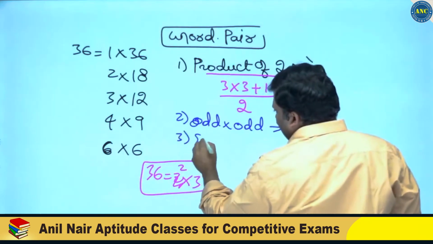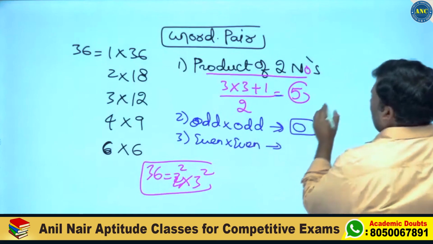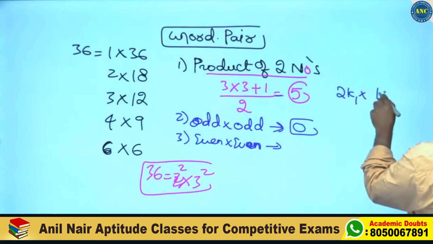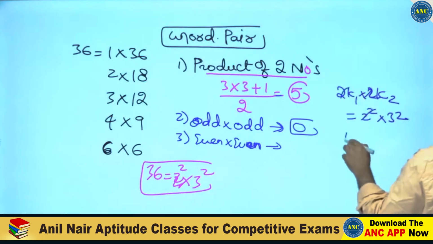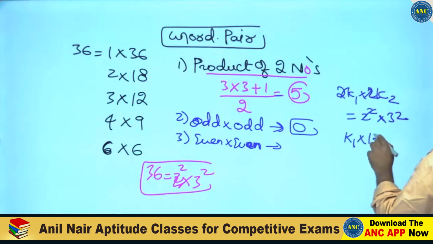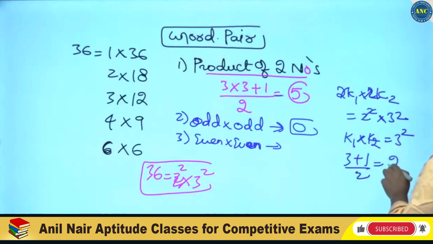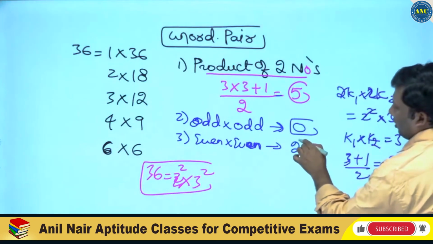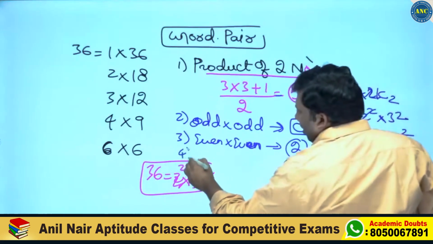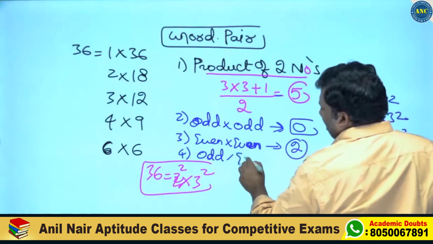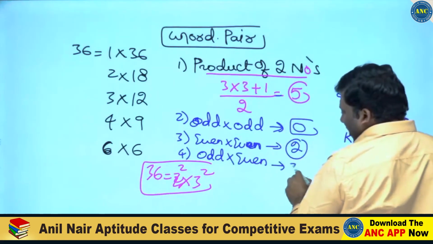Third case, even into even. Even into even means 2k1 into 2k2 is equivalent to 2 square into 3 square. 4 cancels. K1 into K2 is 9. So 3 plus 1 by 2, which is 4 by 2, 2 cases. Even into even, 2 cases. Listen very carefully, sir. Last one, odd into even: 5 minus of 0 plus 2, 3 cases.